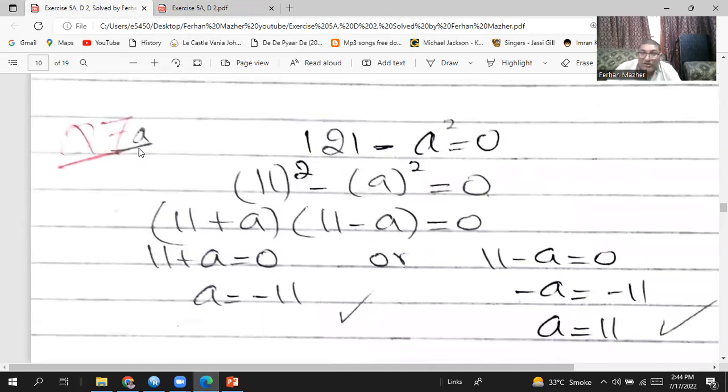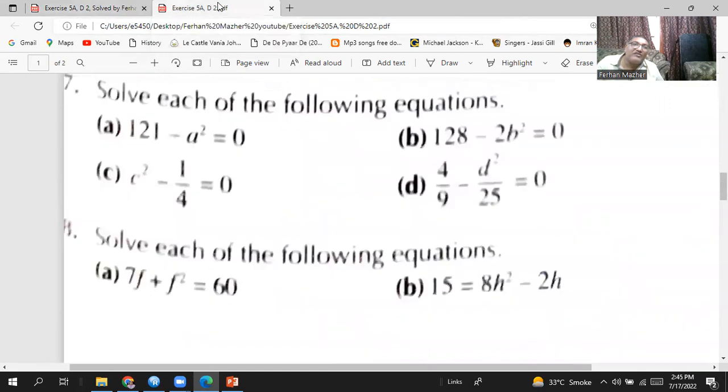These are two perfect squares. 121 is 11 square minus a square equals 0. When you have two perfect squares and a negative between them, it is a square minus b square, and that is a plus b into a minus b. So we write in one bracket 11 plus a and in the other bracket 11 minus a equals 0. I will make both these brackets equal to 0. So you will have 11 plus a equal to 0, so a will be equal to minus 11. 11 minus a equals 0, so minus a will be equal to minus 11, and a will be equal to 11. So there are two solutions, minus 11 and positive 11.